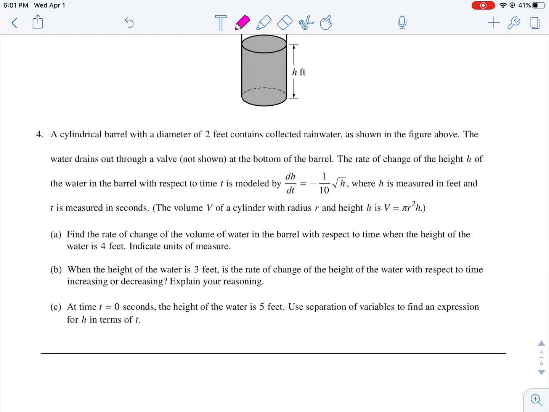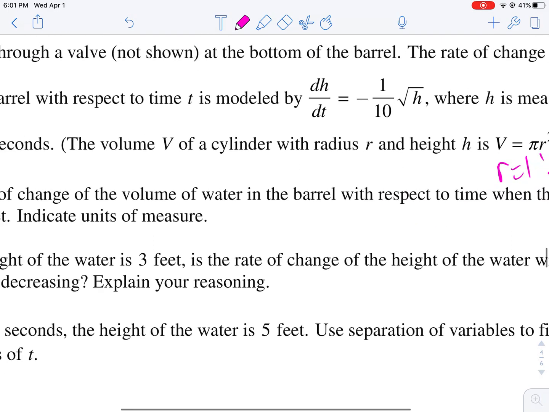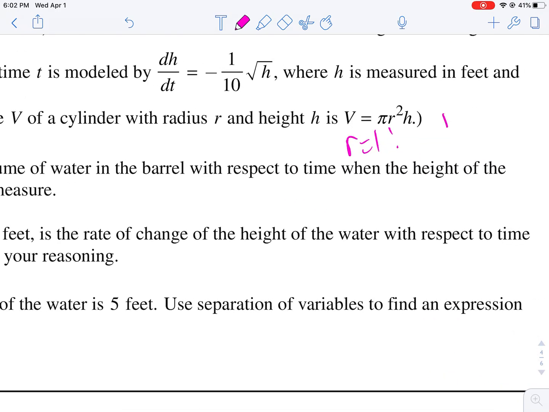Okay? So part A says find the rate of change of the volume of the water, which was given to us right here. But again, the diameter is 2, so R is 1. R equals 1. Yay. So we're finding the rate of change of the volume, so dV/dt. V is really just pi h, so dV/dt is just pi times h prime, or dh/dt.